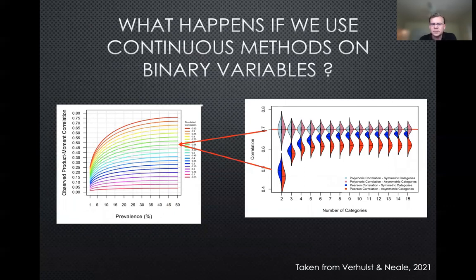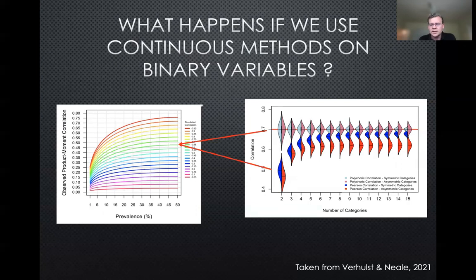So what happens when we use continuous methods on binary variables? And this is perhaps the simplest case of what happens when we use the wrong methods to analyze binary variables. So instead of using polychoric or tetrachoric correlations, people are often tempted to use a straight up product moment correlation or continuous variable methods like linear regression.